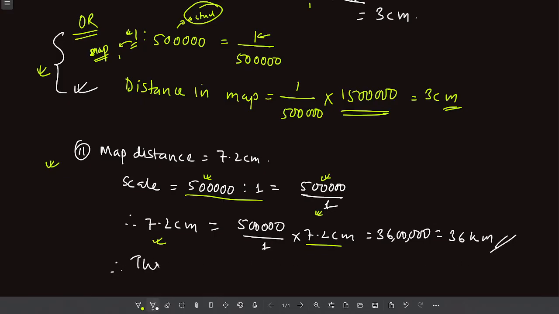Therefore, the actual distance between those two places is 36 kilometers. Have you understood this? Yes or no? Yes, sir.